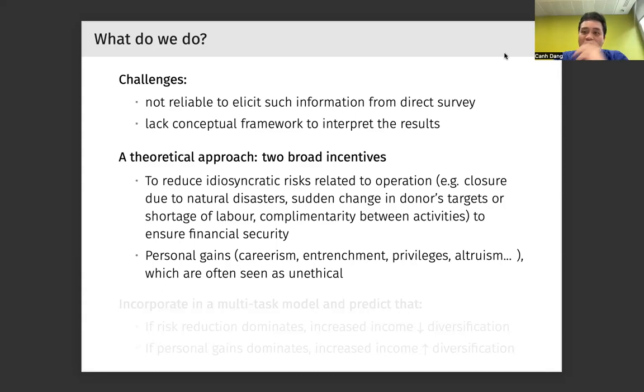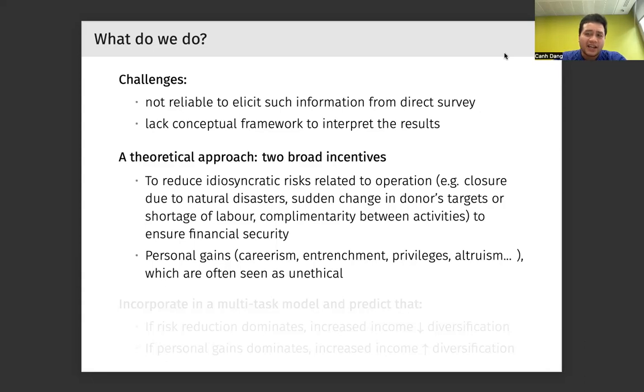From the theoretical side of it, we will try to look at different motivations behind an NGO's decision. And then I will categorize those motivations into two broad incentives. The first one is operation-related incentives. So NGOs would decide to expand their activities to reduce some random risks related to their operation.